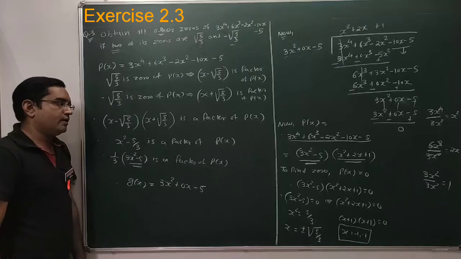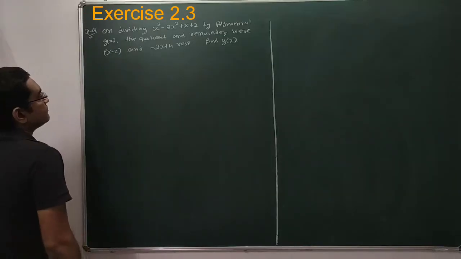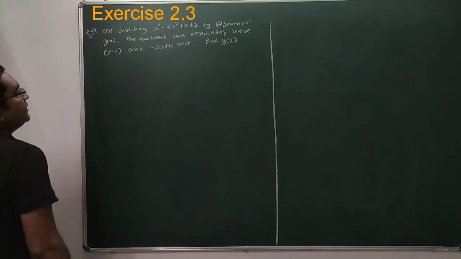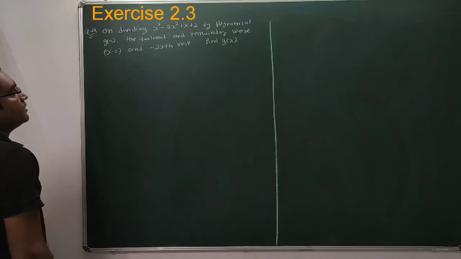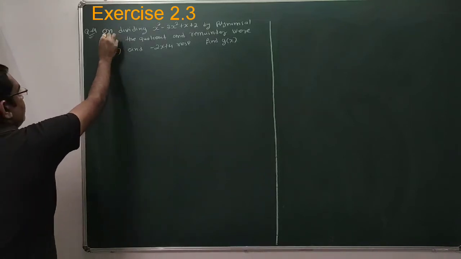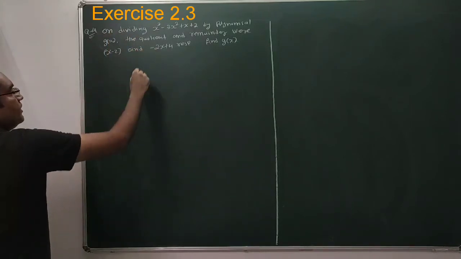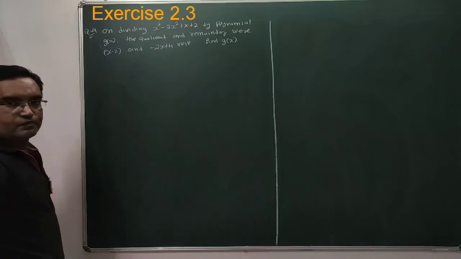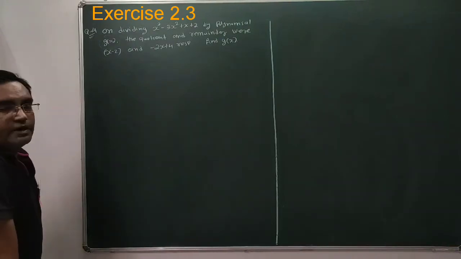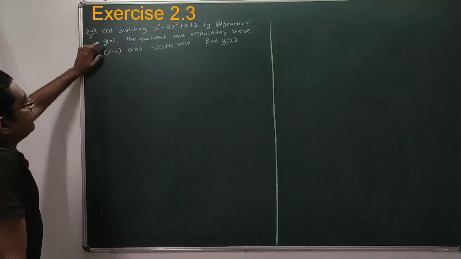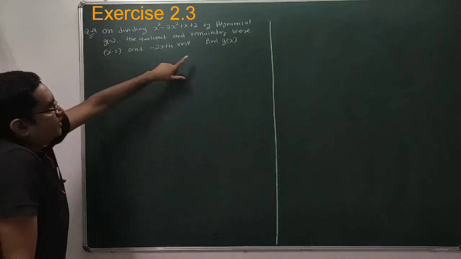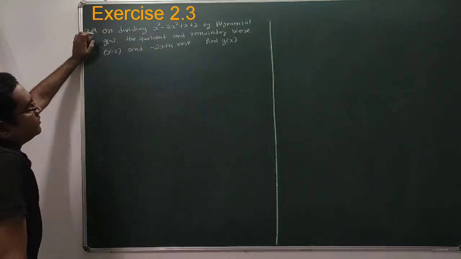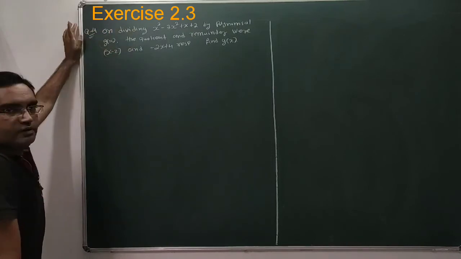So pause the video. Now students, question number 4. Here it is given that on dividing the polynomial x cube minus 3x square plus x plus 2 by a polynomial g of x, which is not given, the quotient and remainder were x minus 2 and minus 2x plus 4 respectively. Find g of x. So here we are given the dividend polynomial, the divisor polynomial g of x is unknown, that you have to find, and after the division, the quotient and remainder are given.